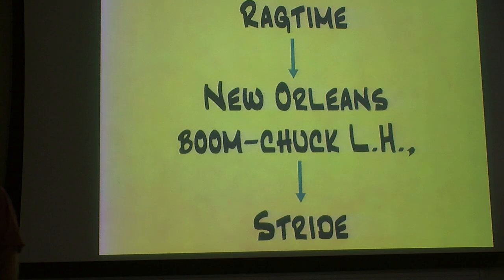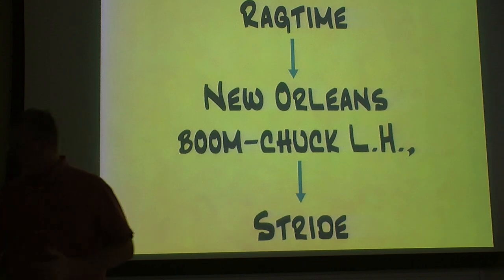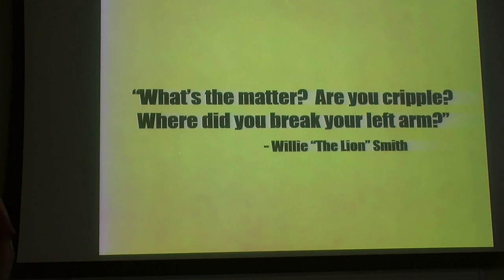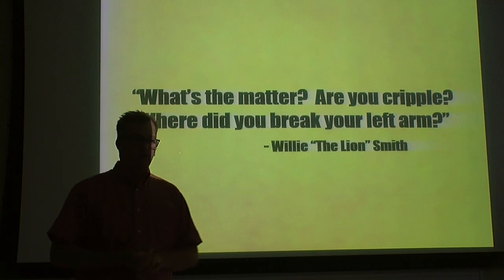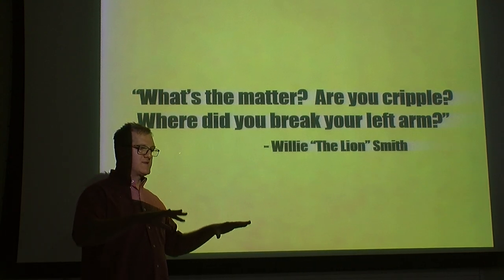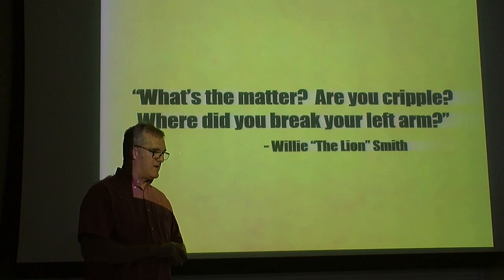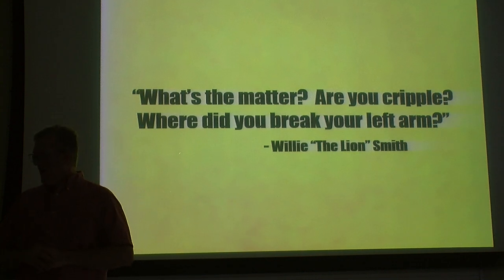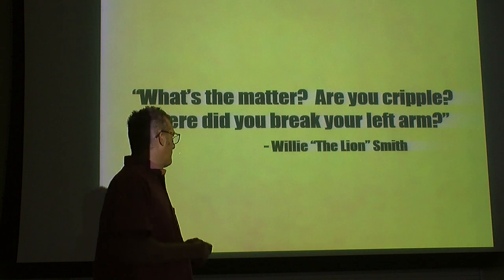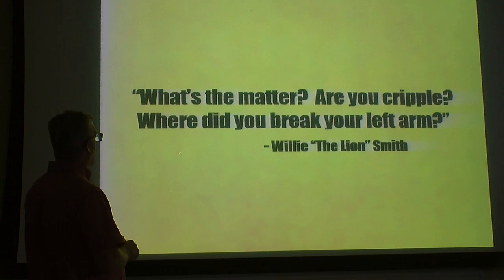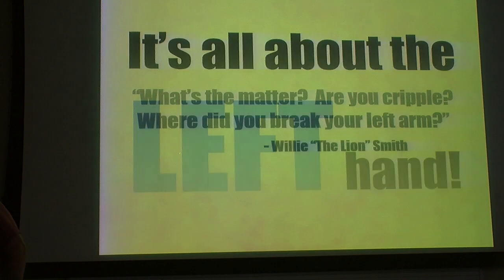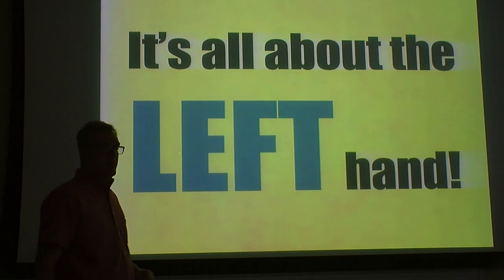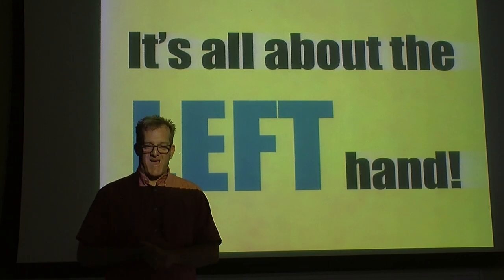And we get into the late 1920s, and we're going to meet some artists who take this same concept and it becomes more and more advanced. They improvise more. It's not ragtime where it's all written. In fact, it's not written down most of the time. Okay? Willie the Lion would say these words, "What's the matter? Are you crippled? Where did you break your left arm?" Which means this. It's all about the left hand, and that is an exam question. I will ask you about that.